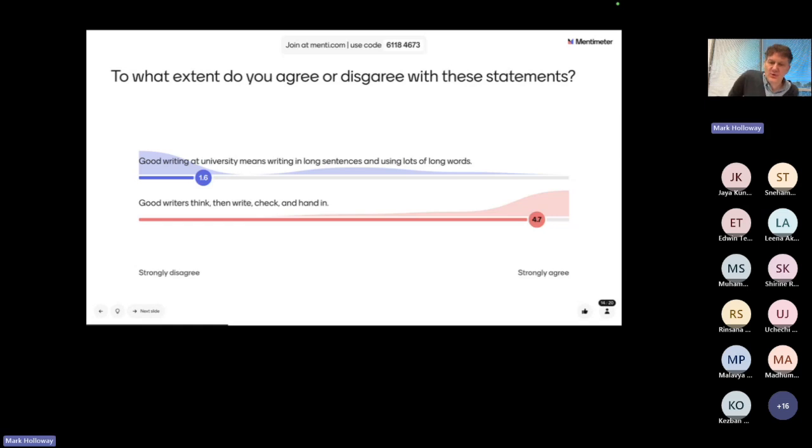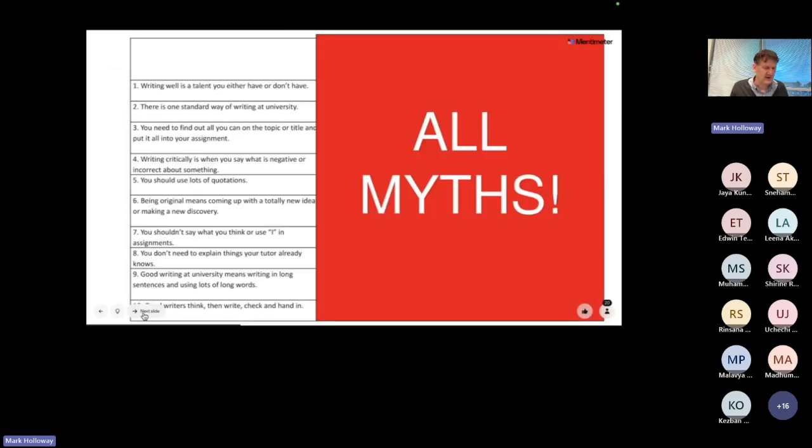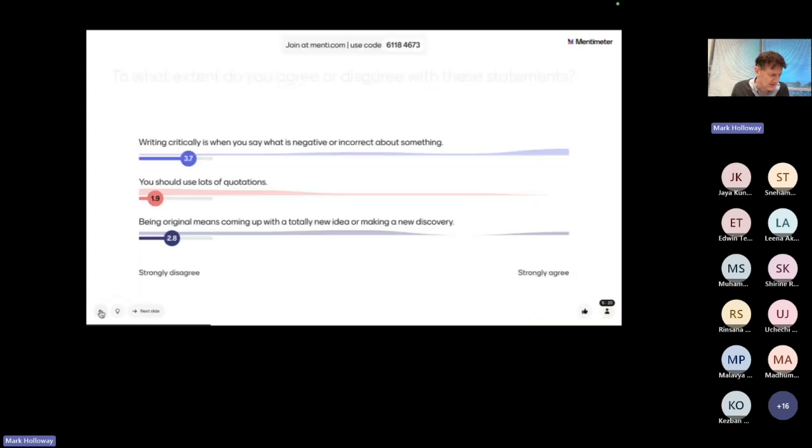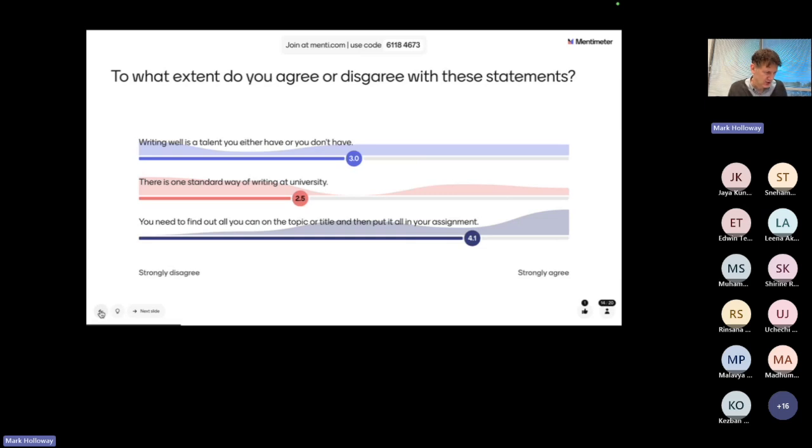Now, I've shown you 10 statements, and perhaps I'm going to shock you all now by telling you that I think they are all myths. They are all the kind of statements that you may commonly find about university writing and about what makes a good assignment. But I'll just go through them individually to talk about why I think none of them are actually true.